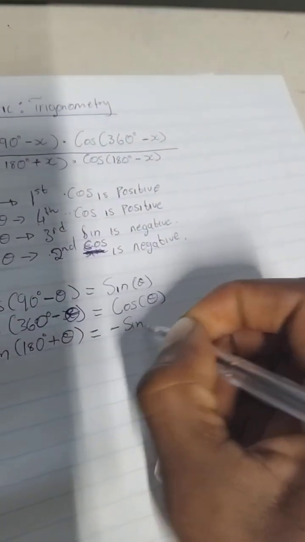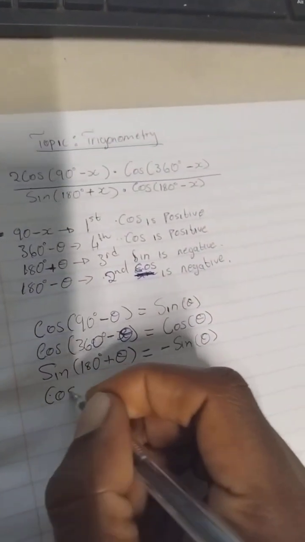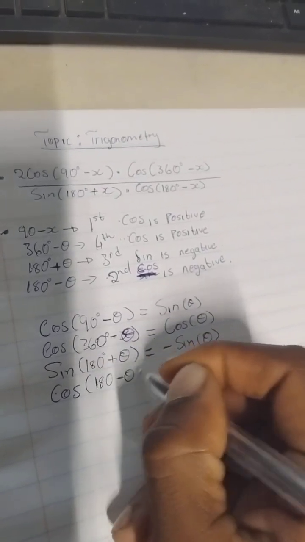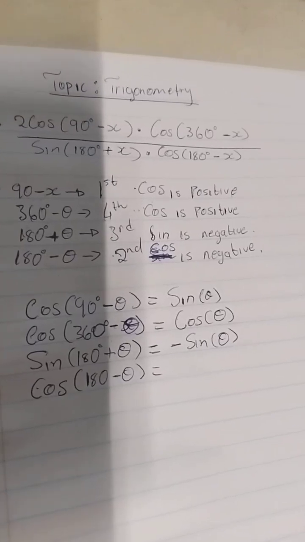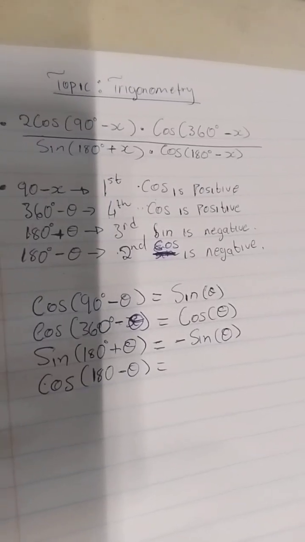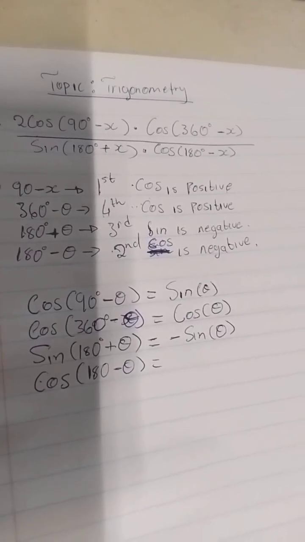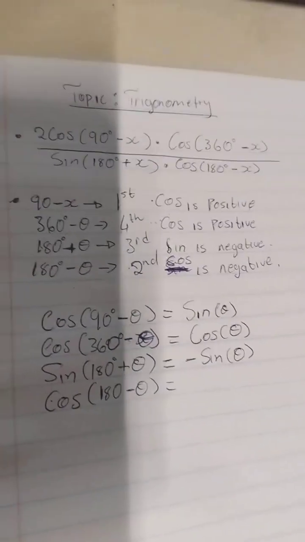Negative sine theta, guys. Now let's move to cos 180 minus theta, and let's see how we are going to write it. Cos 180 minus theta is going to be equal to what? Yes, because it's only positive on the first quadrant. Yes. Gotta get a confirmation. Thank you very much.